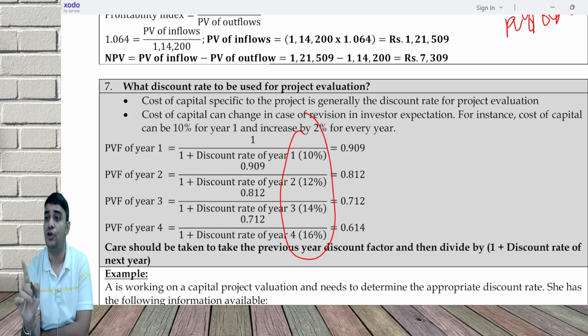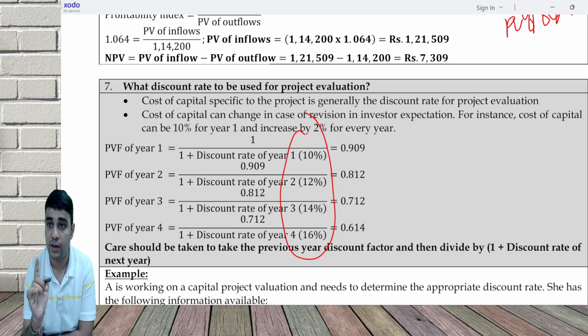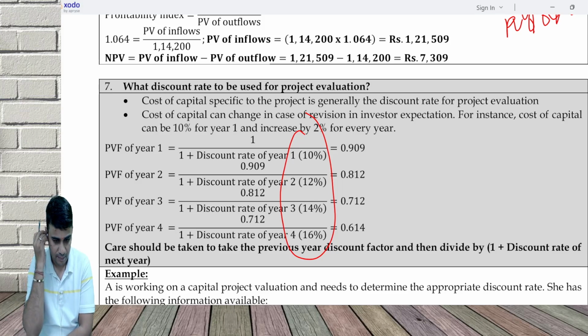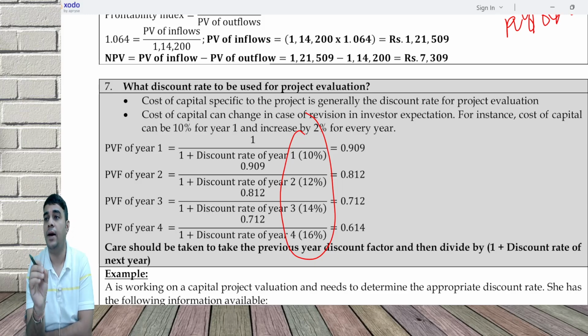PVF of year 2 is not equal to 1 divided by 1.12 two times. It is equal to 1 divided by 1.10 first, then divide by 1.12. For the third year factor, 1 divided by 1.10, then 1.12, then 1.14. You will have to keep dividing by the newer rate. Any doubts in this?